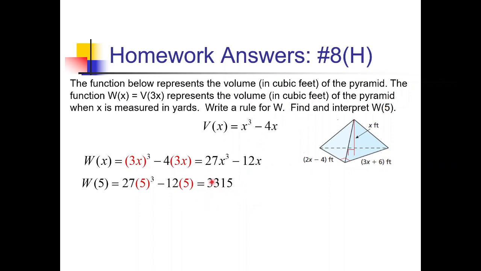They wanted us to interpret this. So this is supposed to give us the volume in cubic feet of the pyramid if we plug in something in yards. So this is saying if I have 5 yards for my plug-in value here, that I guess that's the height of the pyramid is 5 yards, then that would mean that we have a volume of 3,315 cubic feet.